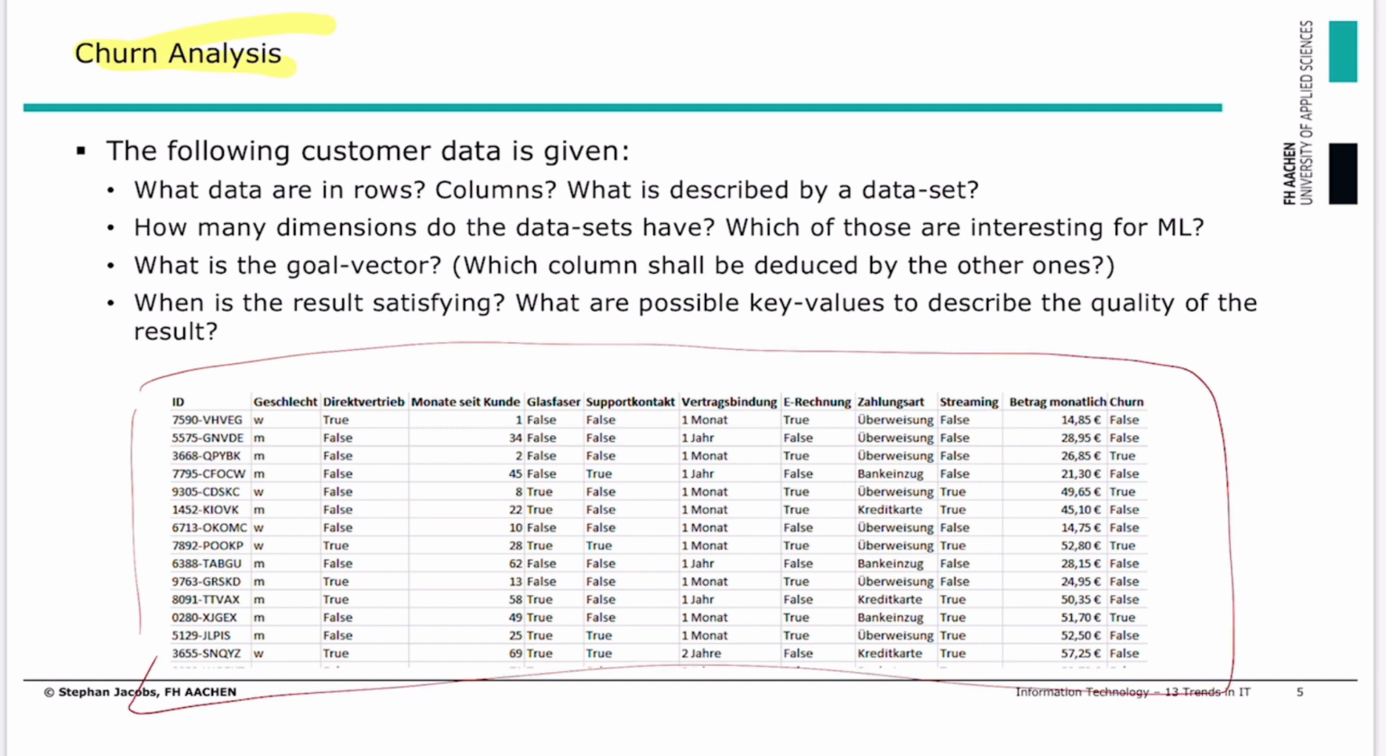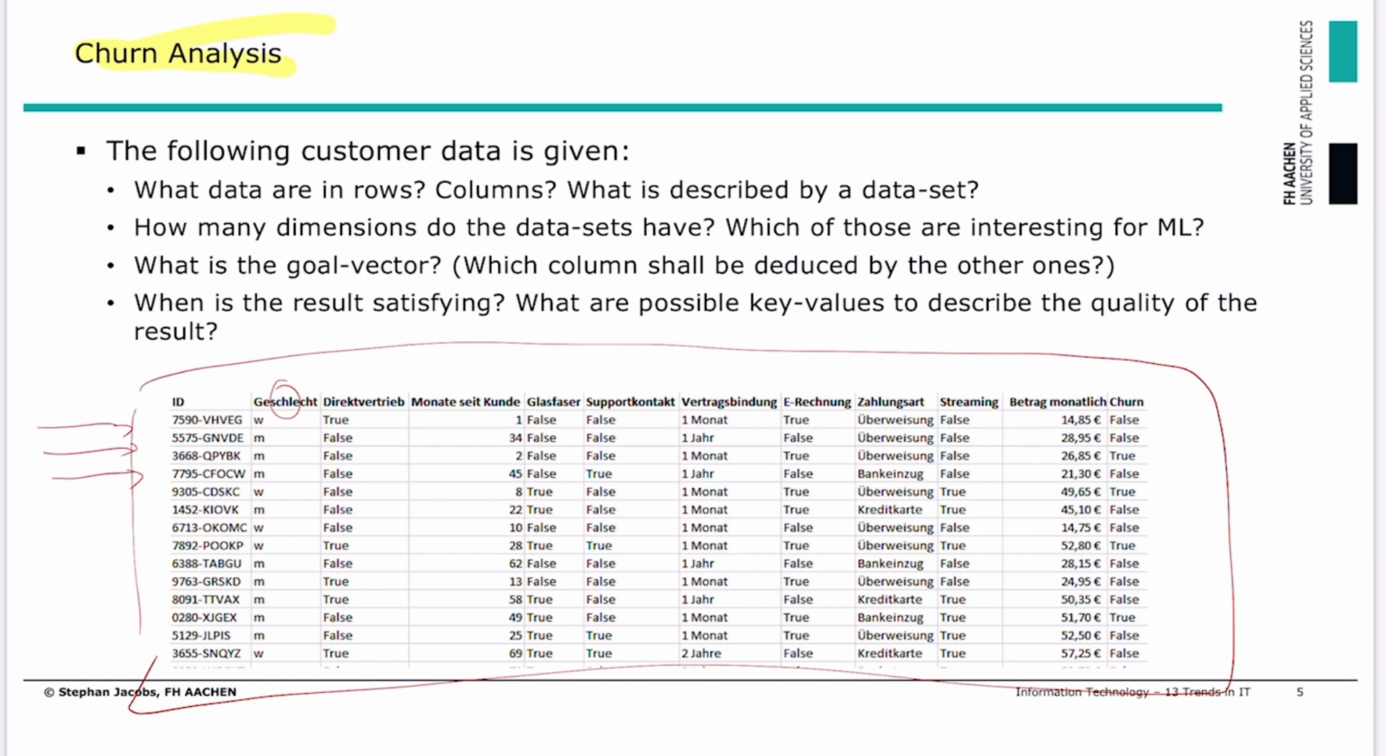Sorry, some of the headings are in German, but it doesn't matter really. So what you can see is in each of these lines, you have one customer. And for each of these customers, you have recorded historical values. For example, you see the sex, Geschlecht. You see how they got their contract, how long they are customers, 1 month, 34 months, etc. If they use fiber, false, true. If they had contact with the support, and so on and so on.